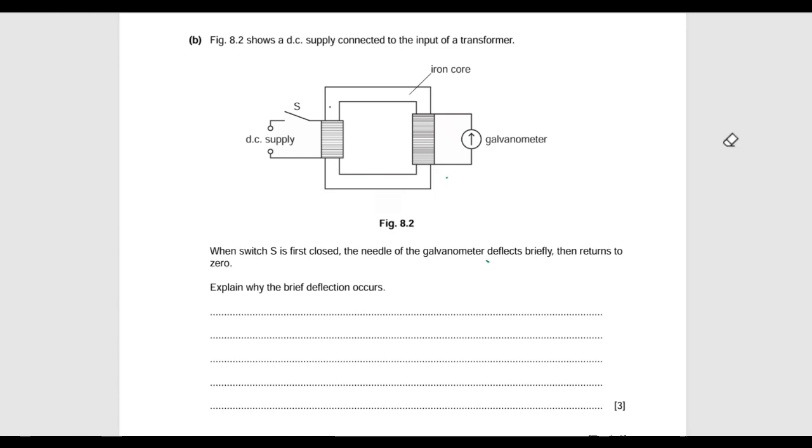So in this video we'll be doing some past paper questions related to transformer. In this question, the question says that figure 8 shows a DC supply connected to an input of a transformer. So this is a DC supply which is connected to this coil, and this is an iron core, and this is a secondary coil connected to a galvanometer.